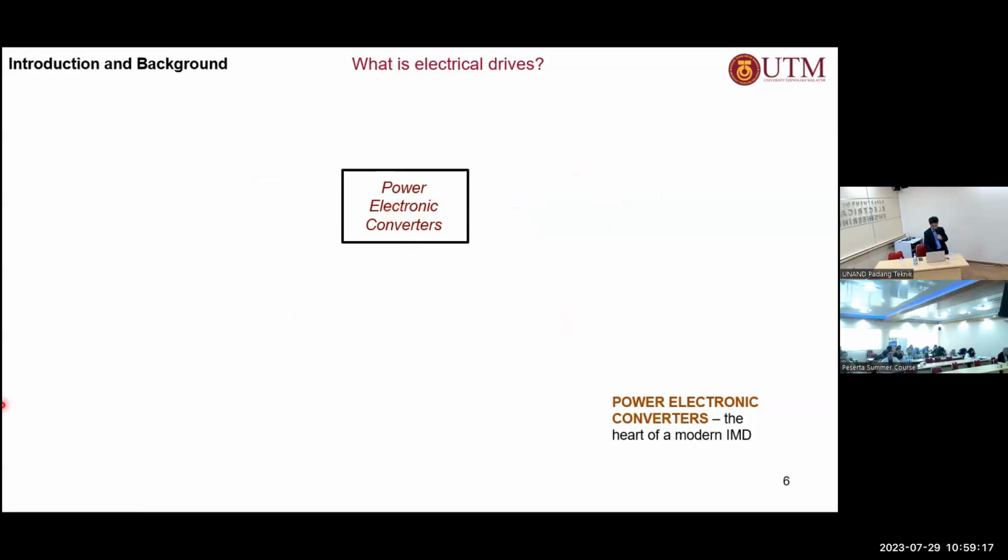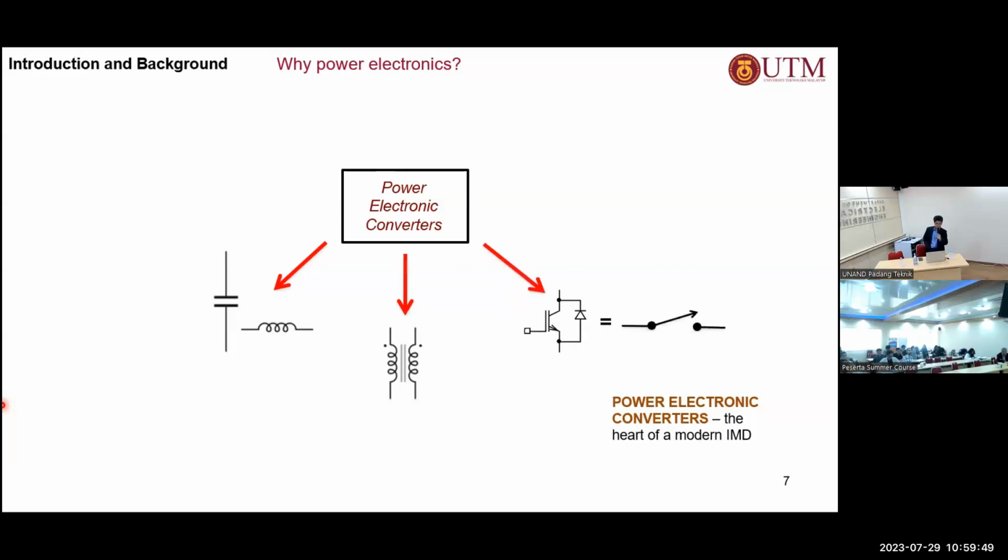So let's talk a little bit more about this power converter, since it is the heart of a modern electrical drive system. Those who have taken power electronics probably know this. Power electronics converters are basically composed of passive elements, which are capacitors and inductors. Then we probably have high frequency transformers, not a normal transformer that you see, to reduce the loss. And the important part is we have the semiconductor devices. These are the three basic elements that compose power electronics converters.